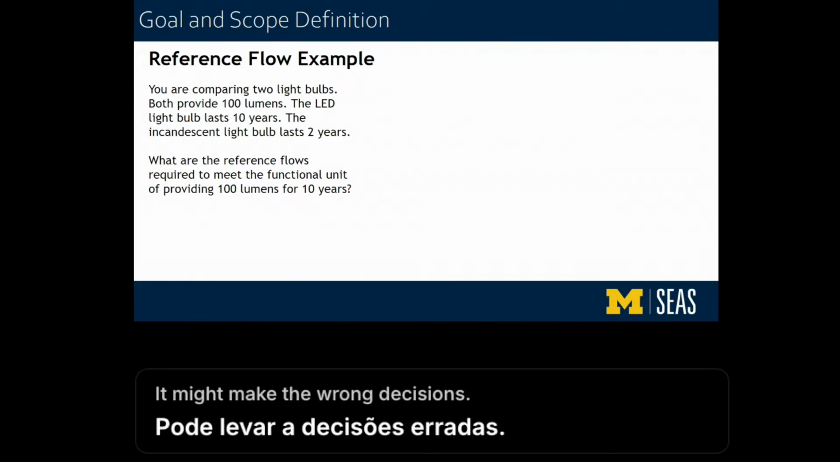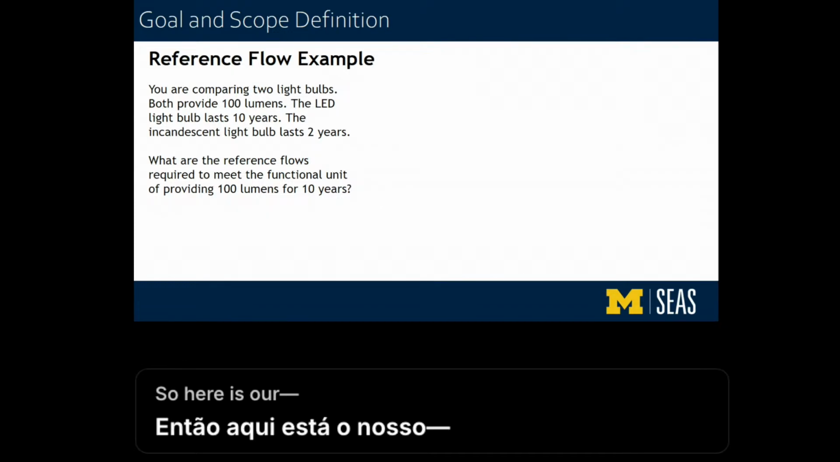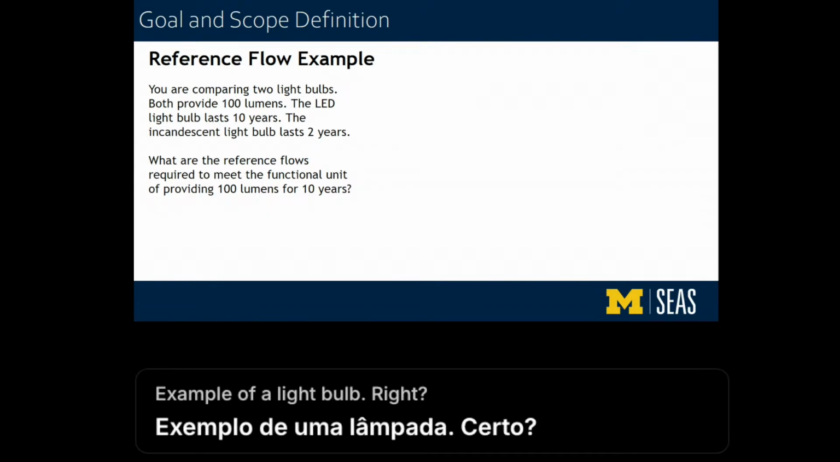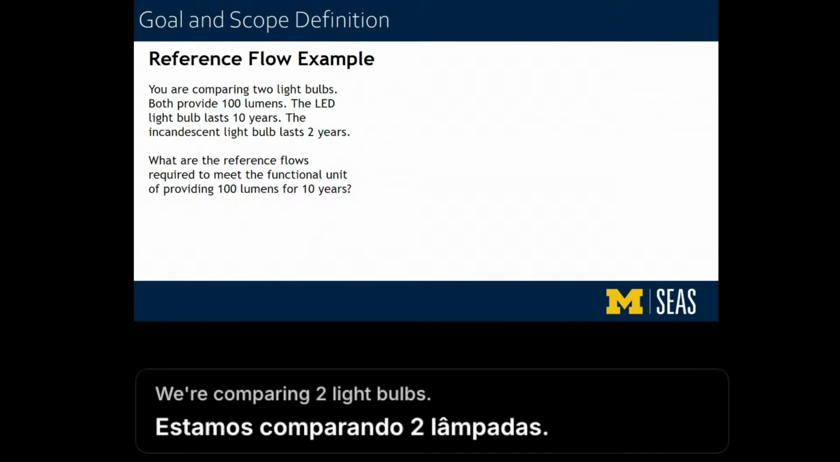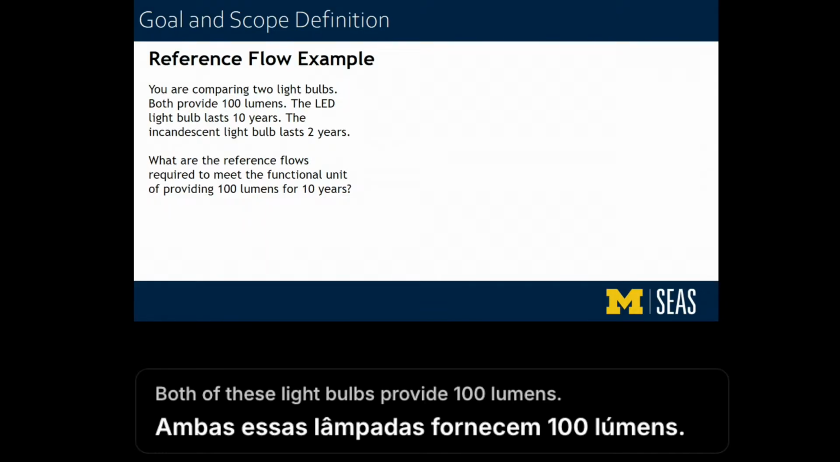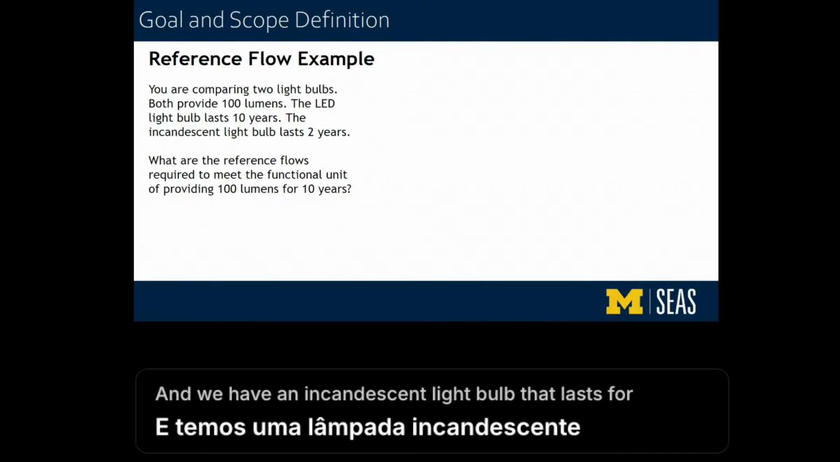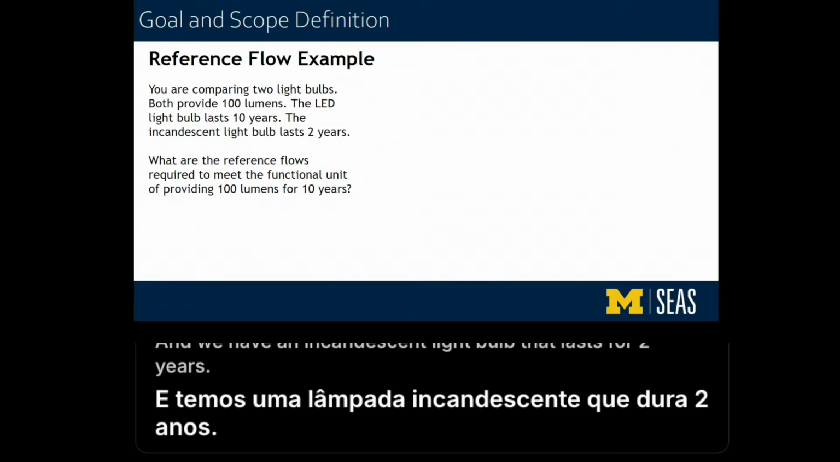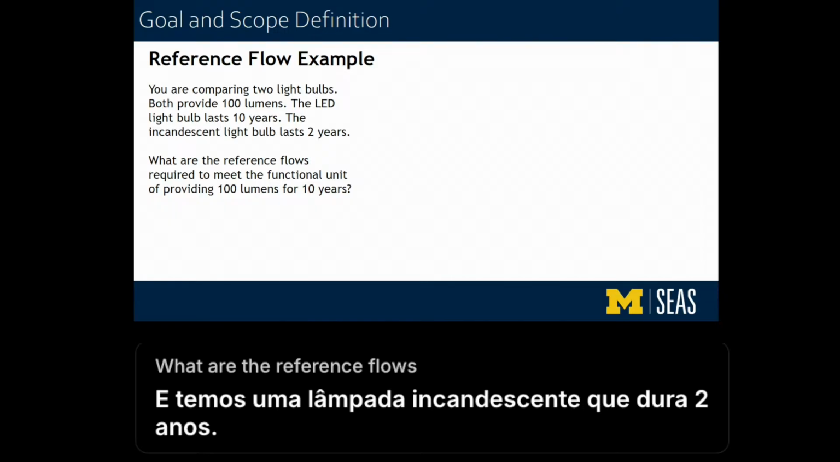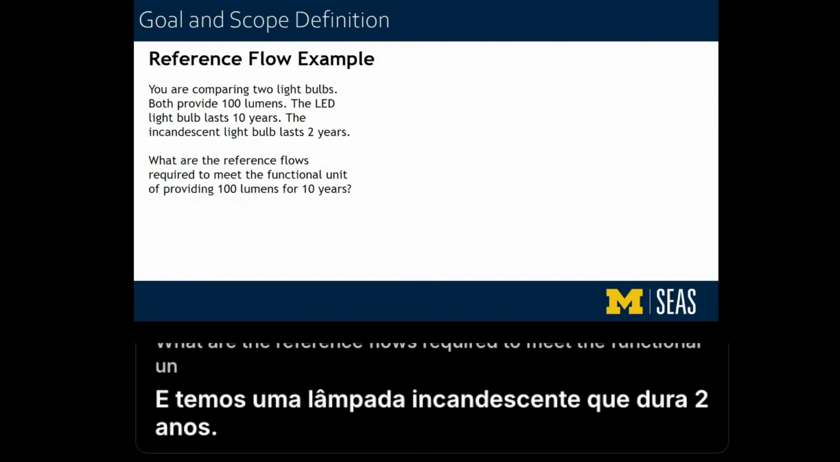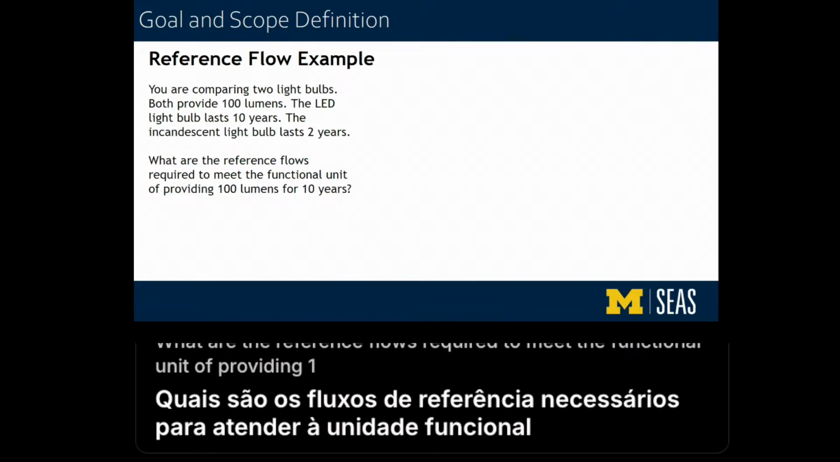So here is our example of a light bulb, right? We're comparing two light bulbs. Both of these light bulbs provide 100 lumens. We have an LED light bulb that lasts for 10 years. And we have an incandescent light bulb that lasts for 2 years. What are the reference flows required to meet the functional unit of providing 100 lumens of light for 10 years?